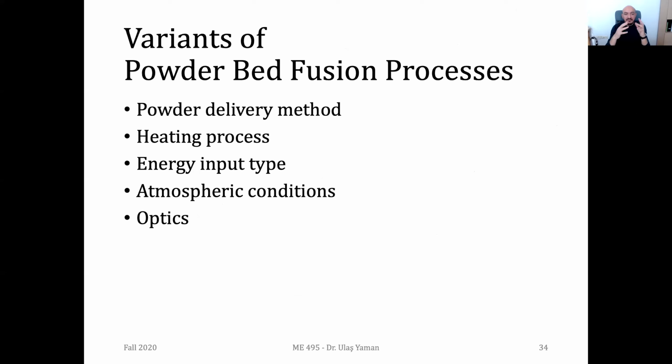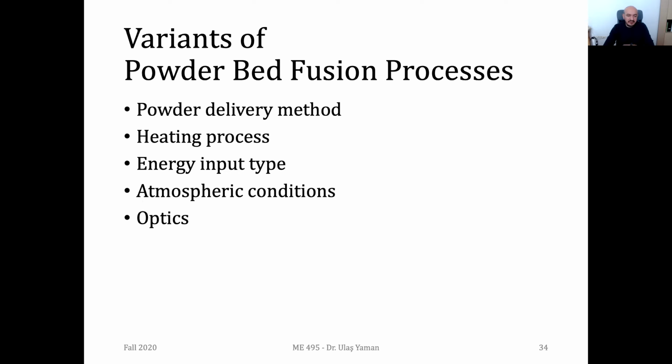So how can we have different variations of powder bed fusion systems? We might have some differences in terms of powder delivery method, how we are spreading the powder, whether we are using cartridges underneath, or hoppers on top of our table. We may have different heating processes. You may use resistances or lasers, IR heaters. It's up to you. And the type of energy input might be different. You may use laser or electron beams, and there might be differences in terms of atmospheric conditions.